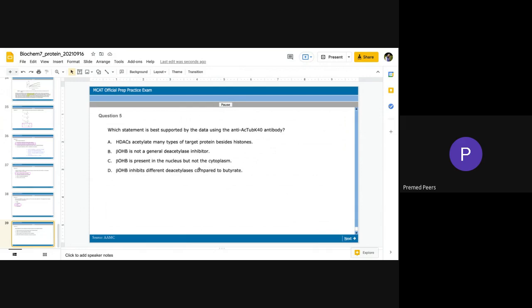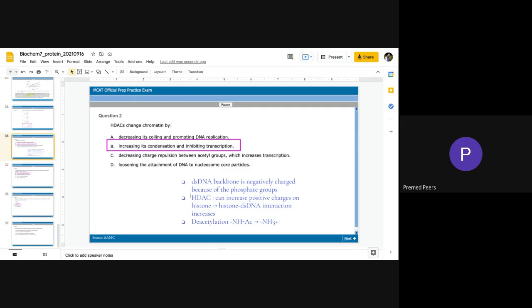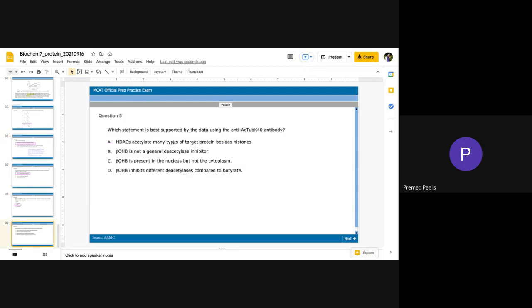So I think B and D are both possible answers. A says that HDAC acetylates, but okay. Well, we just mentioned that HDAC is a deacetylation kind of enzyme, so I don't think it acetylates many different kinds, so also not A. So remaining answer choices are B and D.